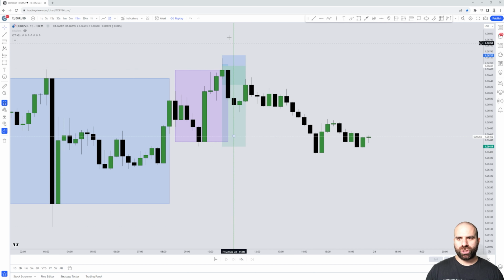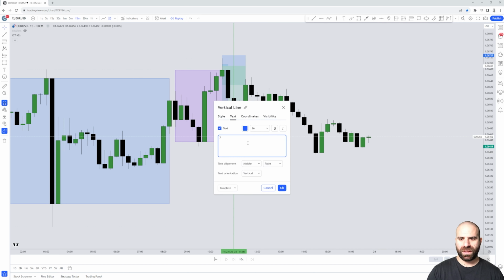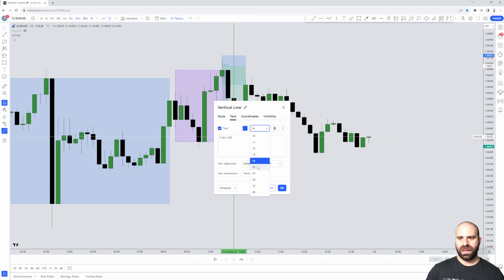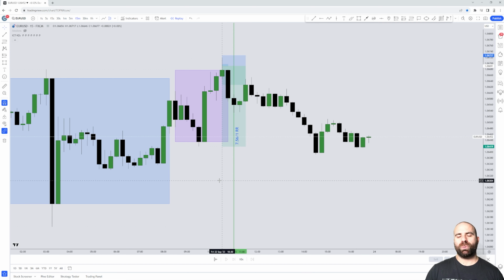Let's move backwards. So what I'm gonna do, I'm gonna say that this reached a 7.56 to 1 RR. And you will see again in the very end what I'm gonna be doing with this information on the other channel after I will have finished the backtesting of 50 trades.